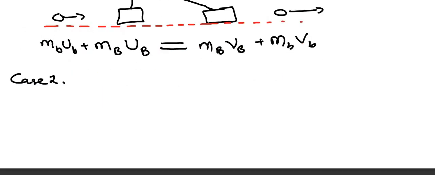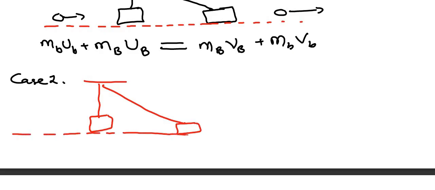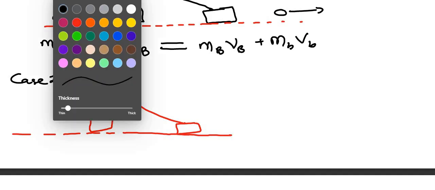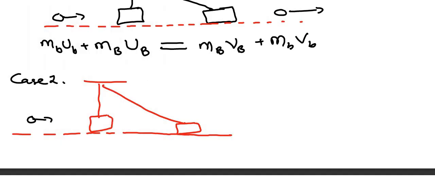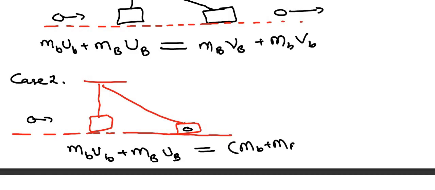Then for case 2, it's the same thing, but the bullet gets stuck inside and it still moves on the same plane. So we have something like this. Let me say the bullet is coming there and gets stuck inside. Here the formula we're going to use is the mass of the bullet, its initial velocity, plus the mass of the block and the initial velocity of the block, this is before, is equal to, now they are together, the mass of the bullet plus the mass of the block times the final velocity, because they are now moving together. So this is case 2.